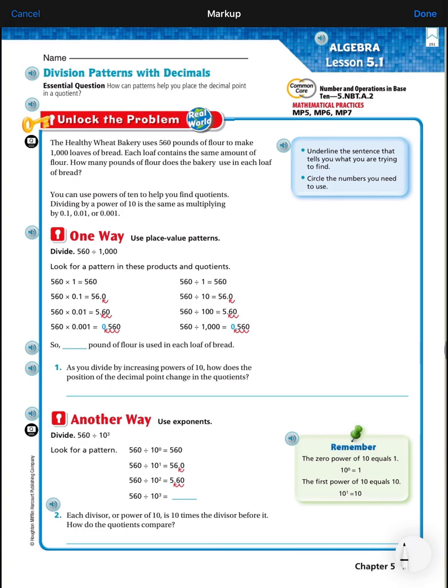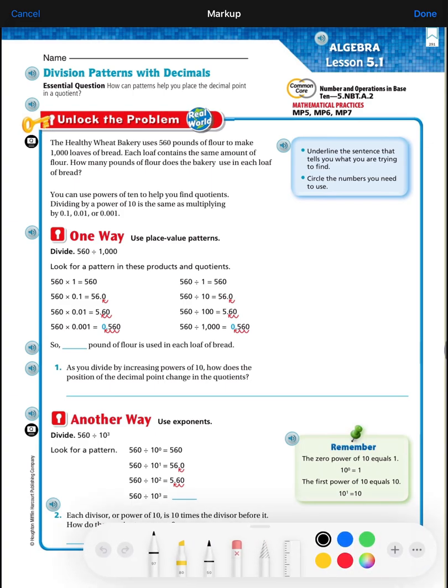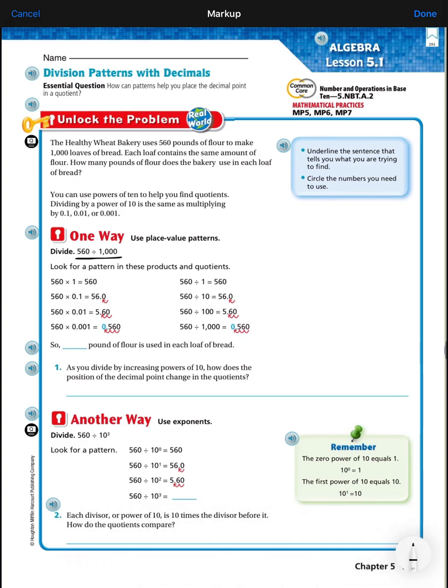So let's look at this. The Healthy Wheat Bakery uses 560 pounds of flour to make 1,000 loaves of bread. That's a lot of flour. Each loaf contains the same amount of flour. How many pounds of flour does the bakery use in each loaf of bread? Okay? So it says you can use powers of 10 to help you find quotients. Dividing by a power of 10 is the same as multiplying by 1/10, 1/100th, or 1/1000th. Okay? So we're going to use place value patterns to look at this.